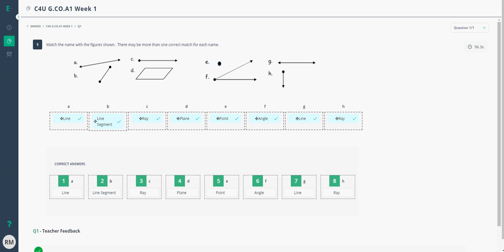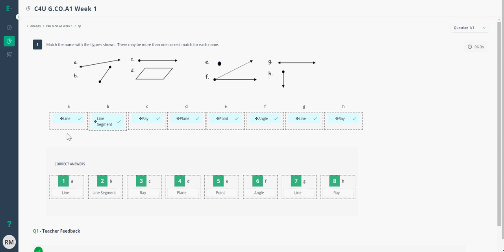A was a line because it has 2 arrows on either end. B was a line segment because it had 2 endpoints. C was a ray because we see the endpoint with the arrow continuing on. D, we have a plane. We didn't talk too much about this, and we're not going to put too much emphasis on planes, but just notice that it is a 2D kind of flat thing here.